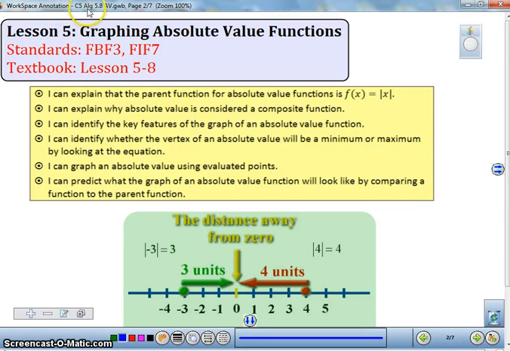We are now beginning lesson C5 in algebra. This is also in your textbook lesson 5.8, graphing absolute value functions. Now think about when we graphed some of these before.